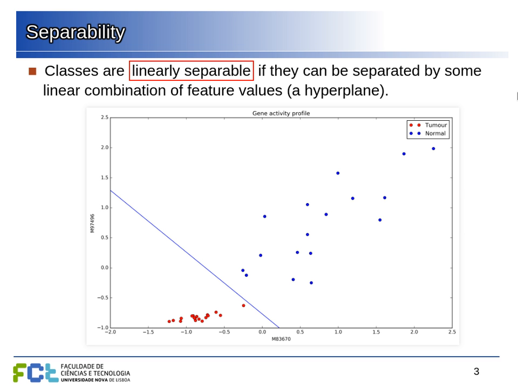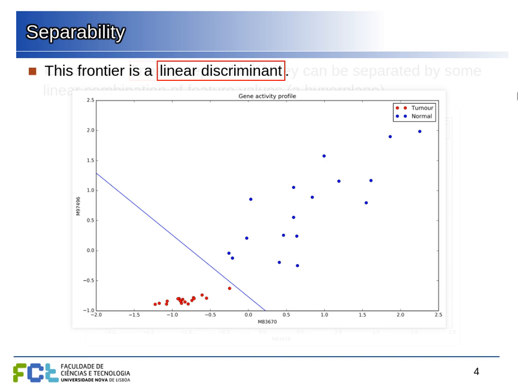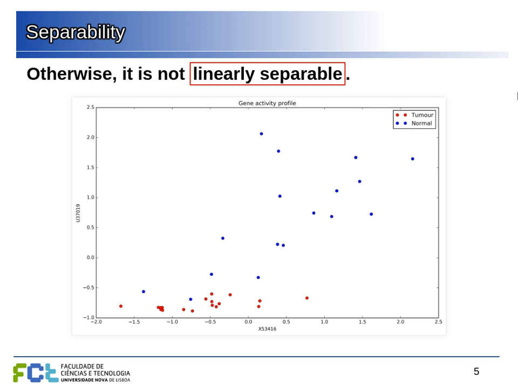We can use a set of hypotheses that separates the points with straight hyperplanes: a line in two dimensions, a plane in three dimensions, and so on. This frontier here, in this case, is a linear discriminant because the discriminant is a linear combination of our features. In two dimensions, it's a line. In three dimensions, a plane. In four dimensions, a hyperplane, and so on.